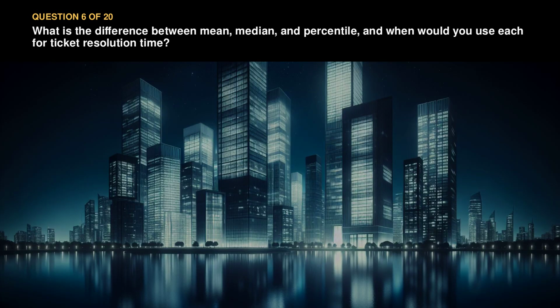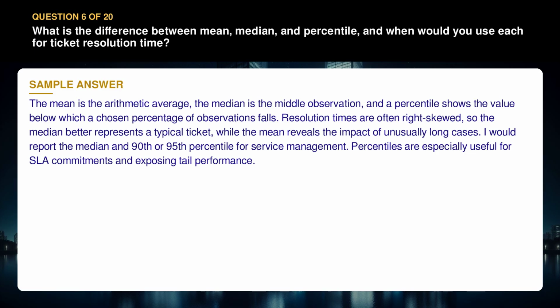Question 6. What is the difference between mean, median, and percentile, and when would you use each for ticket resolution time? The mean is the arithmetic average, the median is the middle observation, and a percentile shows the value below which a chosen percentage of observations falls.